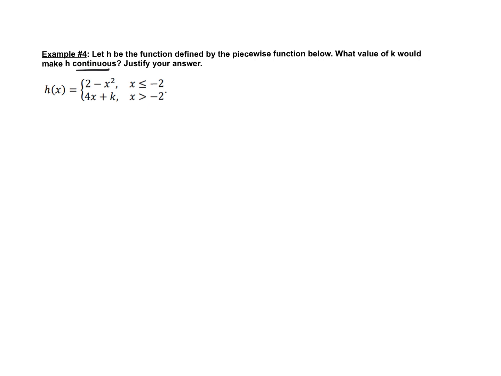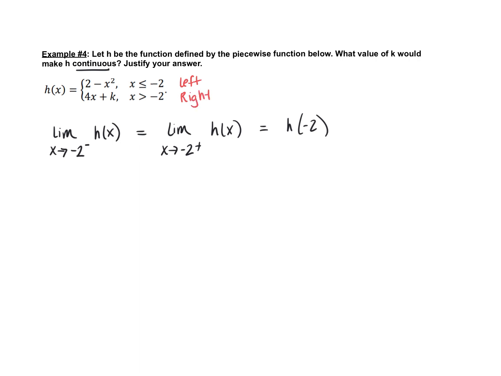So we need the definition of continuity. In order for a function to be continuous, the limit as x approaches -2 from the left of h of x must equal the limit as x approaches -2 from the right of h of x, which must also equal h of -2. I chose -2 because that's where these two functions change. We go from this quadratic to this line at x equals -2. Now remember, values that are less than -2 are coming from the left, and values that are greater than -2 are coming from the right.